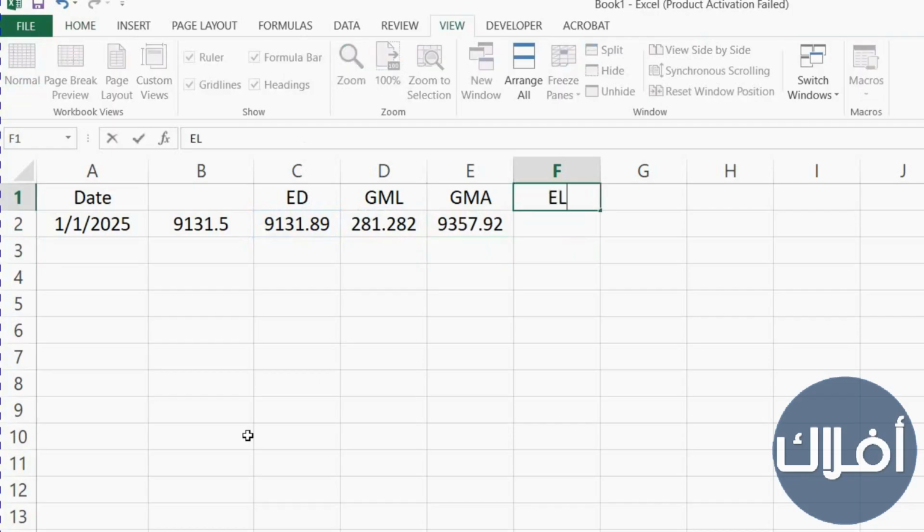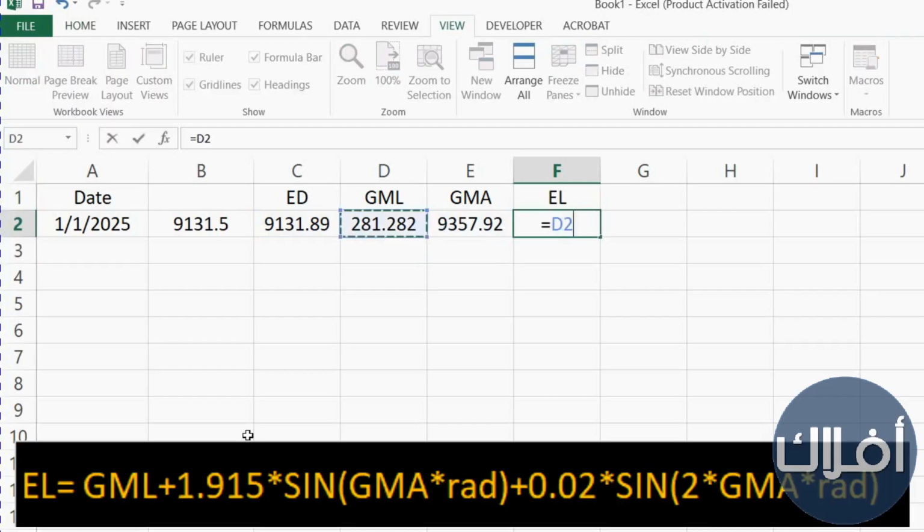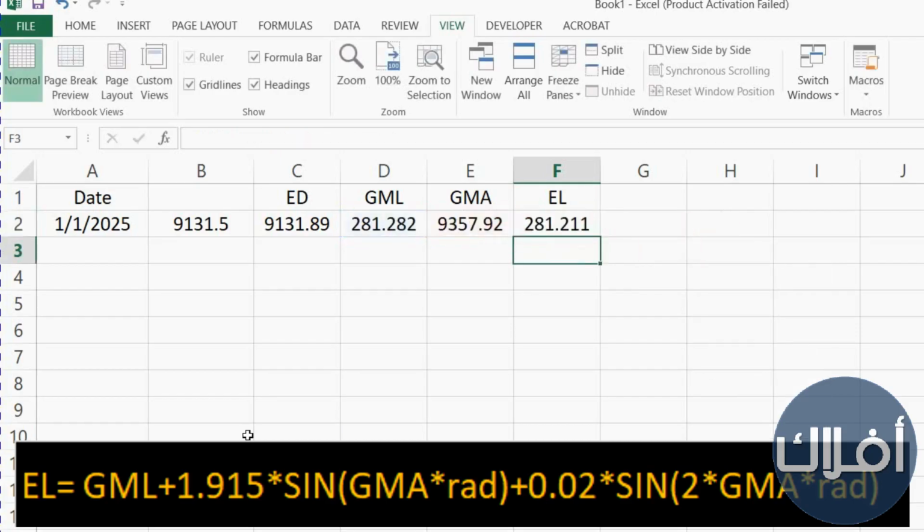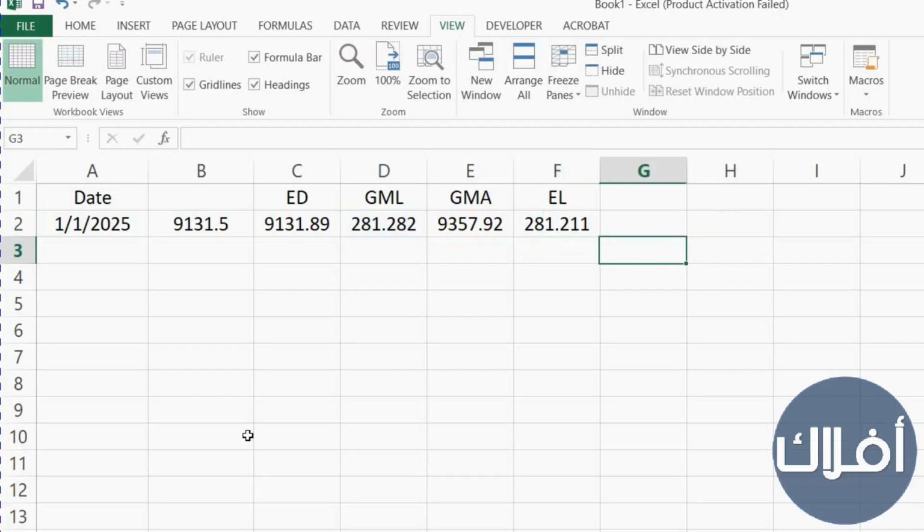Next, we'll calculate EL, which is the ecliptic longitude, the longitude of the Sun on the ecliptic grid, and it's equal to GML plus 1.915 multiplied by sine GMA, convert to radians, plus 0.02 multiplied by sine 2 multiplied by GMA, and convert this to radians. And the number 1.915 is almost equal to the 7.5 minutes that we saw in the second method, but this is in degrees. We need to multiply it by 4.